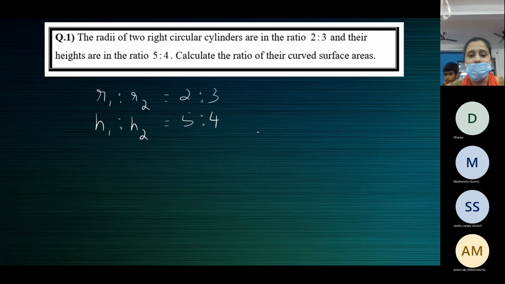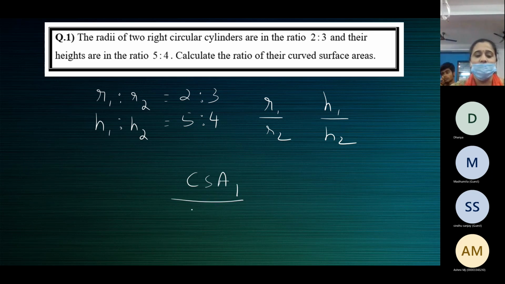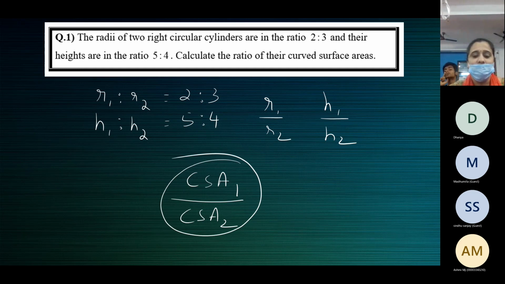The ratio of the radii, R1 by R2, is given to us. H1 by H2, the ratio of their heights, is given to us. We need to find the ratio of their curved surface areas, that is the curved surface area of the first cylinder by the curved surface area of the second cylinder. This is what we'll have to find.